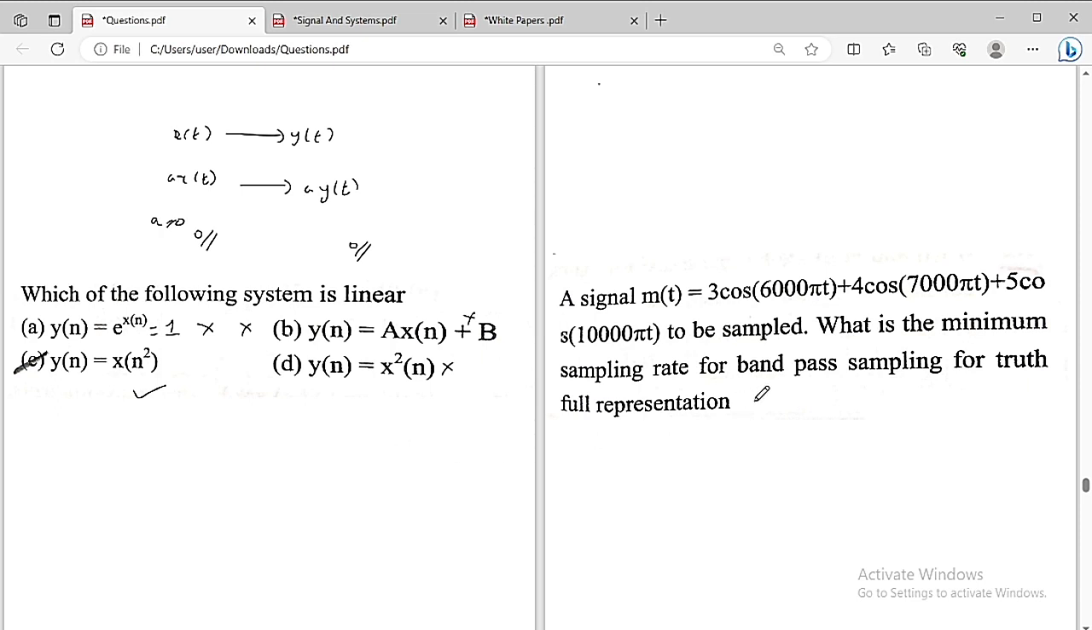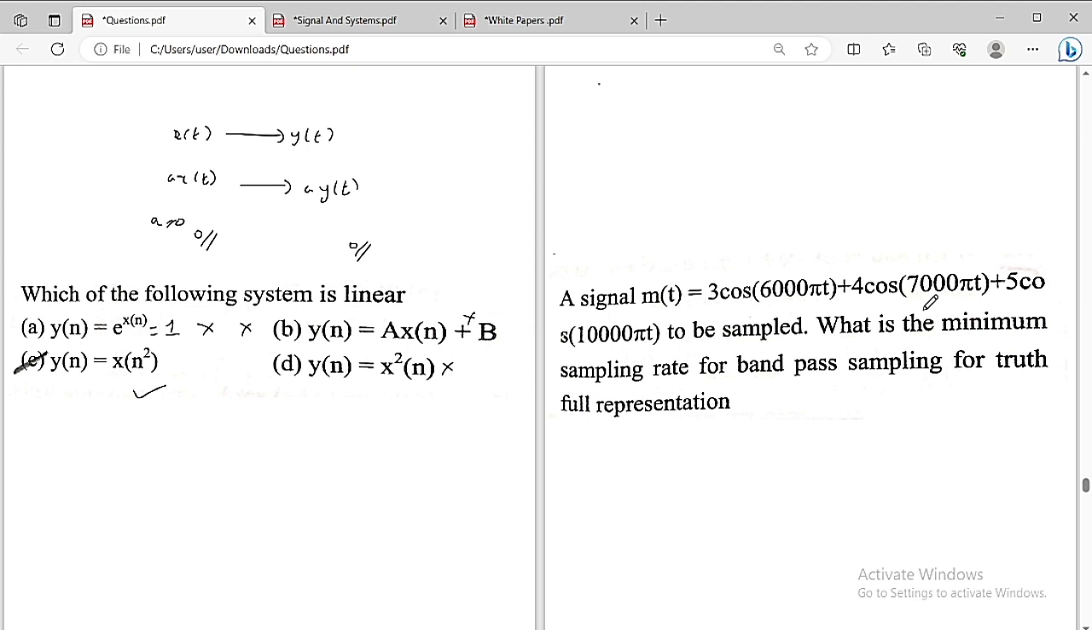Now let's go for another question, which is: a signal m of t is equal to 3 into cos of 6000 pi t plus 4 into cos of 7000 pi t plus 5 into cos of 10,000 pi t, to be sampled. What is the minimum sampling rate for band pass sampling for truthful representation? Listen carefully to the signal and the question.